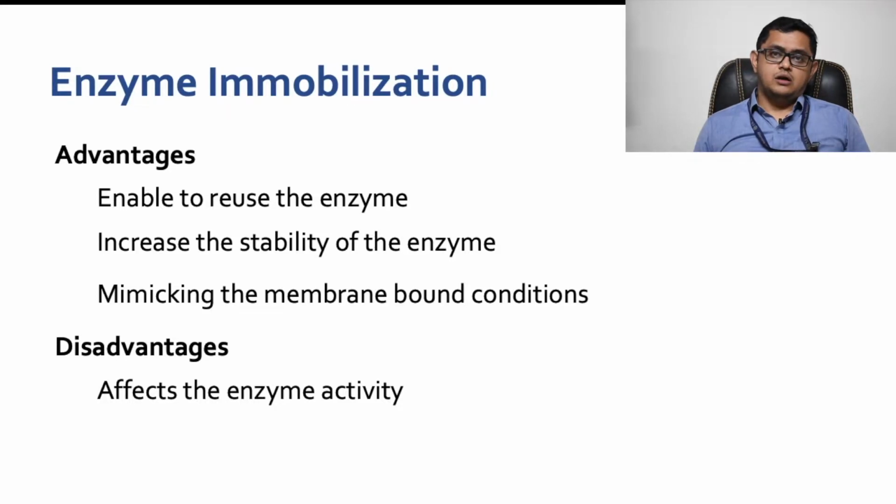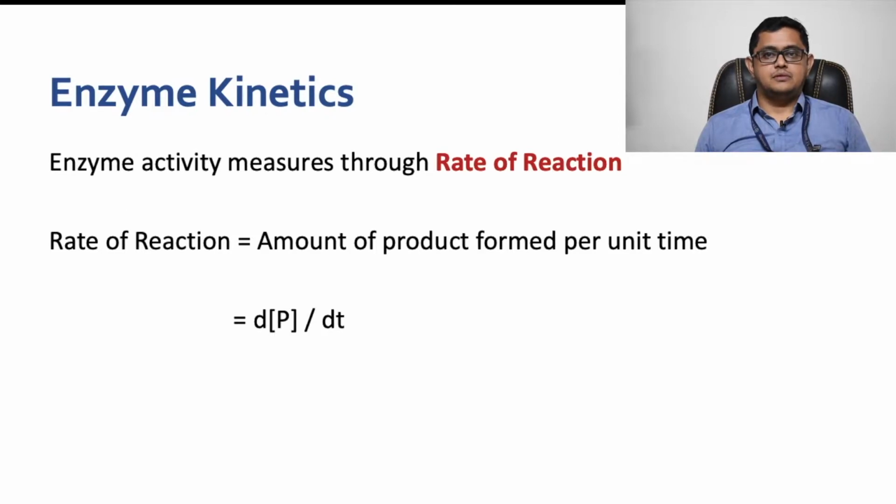So how can we assess the enzyme activity? The enzyme activity can be measured through the rate of reaction. What is the rate of reaction? The rate of reaction is the amount of product produced per unit time. Say if I have a 10-minute reaction, within those 10 minutes, how much product is produced? That is nothing but the rate of reaction. Simply, we can call it dP by dt.